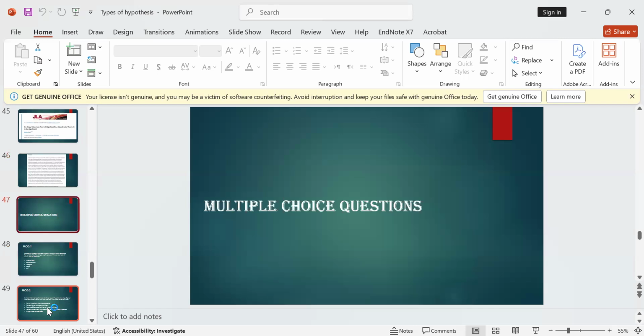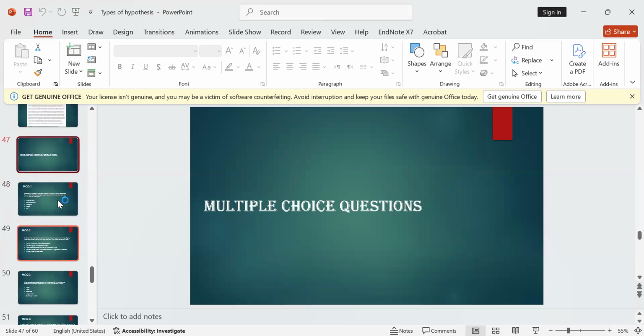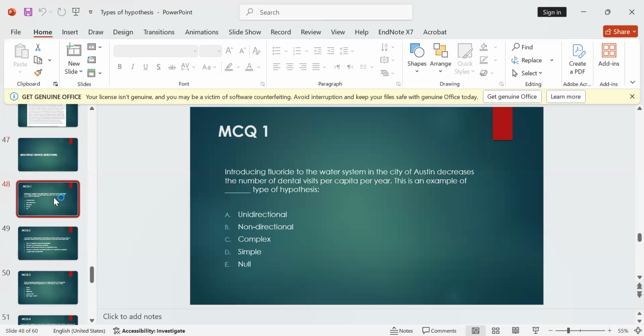Multiple choice questions. MCQ number 1. Introducing fluoride to the water system in the city of Austin decreases the number of dental visits per capita per year. This is an example of which type of hypothesis? A, unidirectional, B, non-directional, C, complex, D, simple, or E, null.